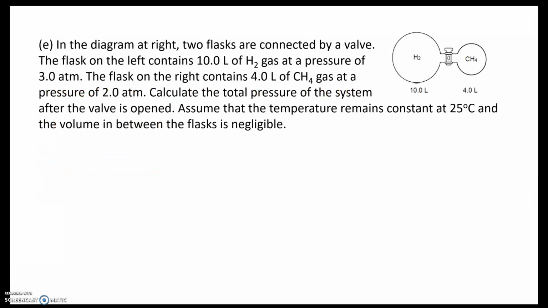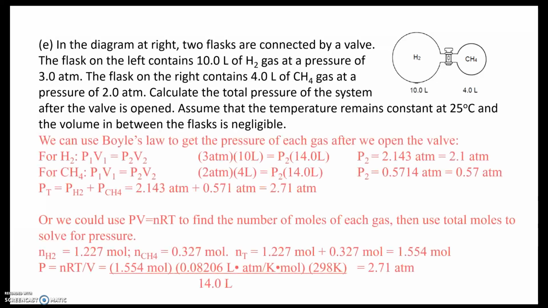All right, in the diagram at the right, I've got 2 flasks. They're connected by a valve. The flask on the left contains 10 liters of hydrogen at a pressure of 3 atmospheres. The flask on the right contains 4 liters of methane at a pressure of 2 atmospheres. And we want to know the total pressure of the system after the valve is open. We assume that the temperature remains constant at 25 degrees C, and the volume in that little neck in between the flasks is negligible.